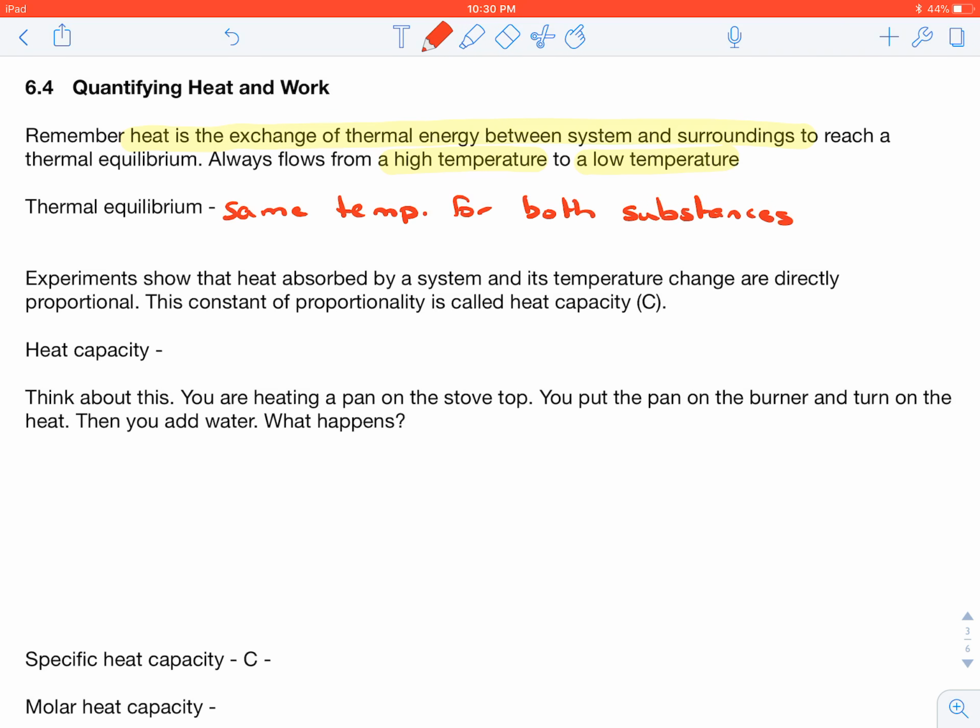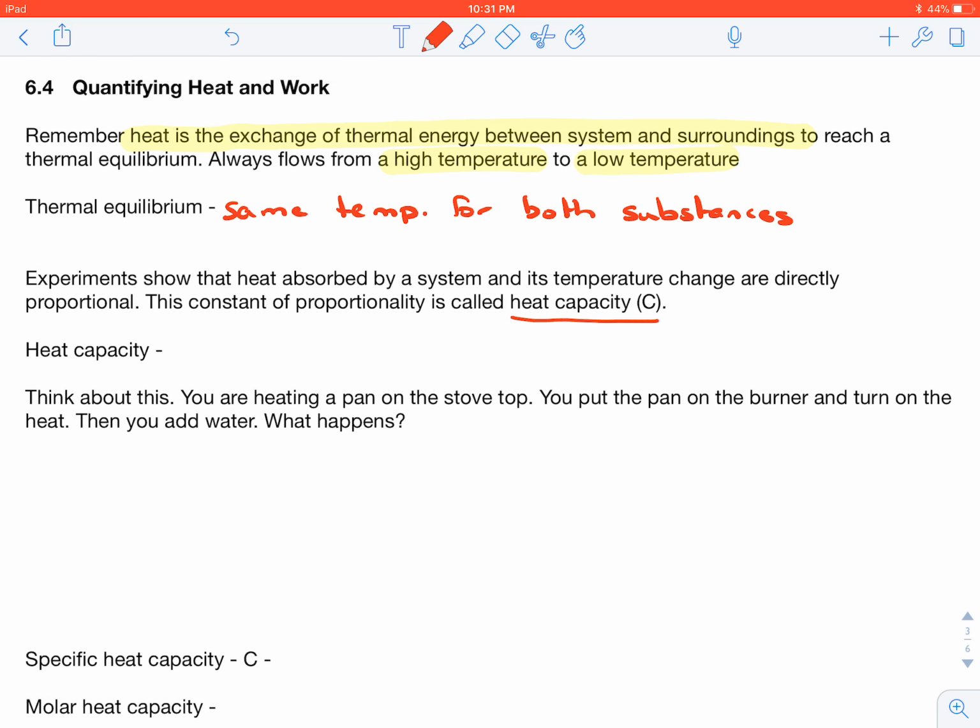Experiments show that heat absorbed by a system and its temperature change are directly proportional. So that means they're related to each other. And this constant of proportionality is called heat capacity. And we're actually going to be doing calculations with heat capacity. In this book, heat capacity is abbreviated capital C. You may have seen it abbreviated differently in different books, but for our book it's capital C, and on the AP test it's also capital C.